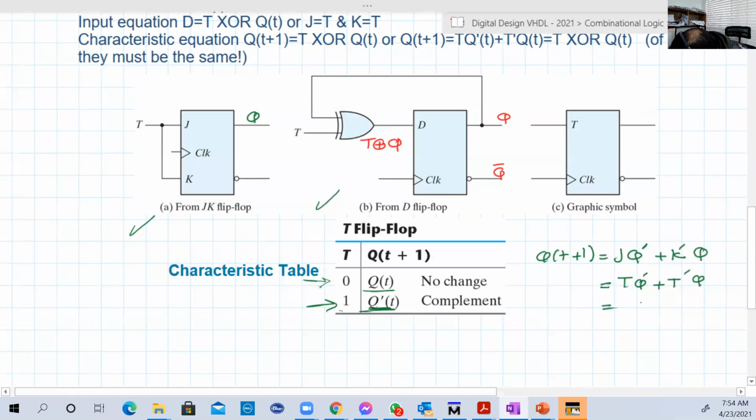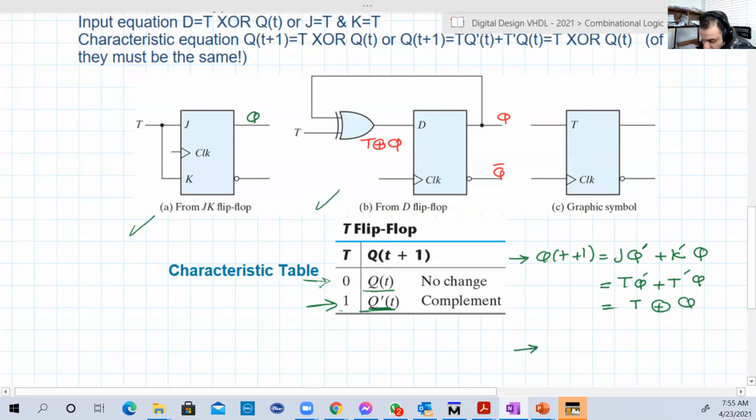What is this? This is basically T XOR Q. We learned this many times. So Q of T plus 1 is equal to T XOR Q. The XOR between the T input and the current value of the output. And look at this one here. This is from the first one, the JK flip-flop. If we do it from the second one, the D flip-flop, we should get the same equation.